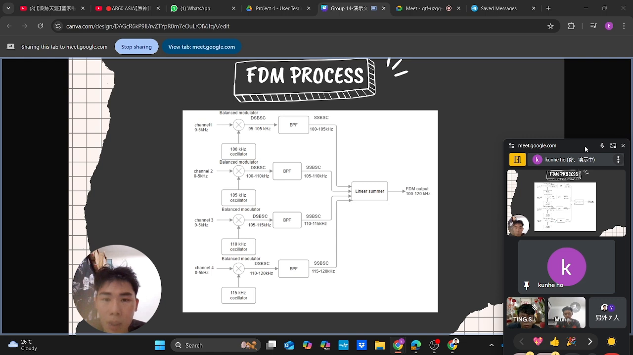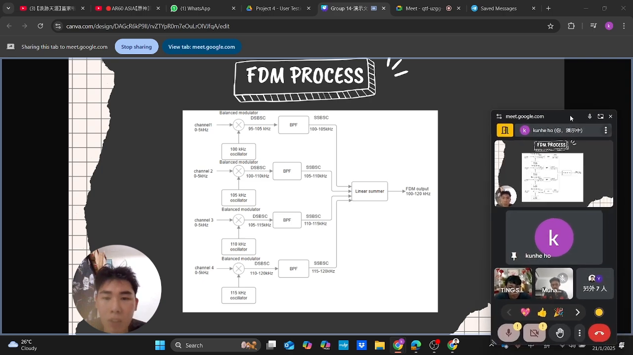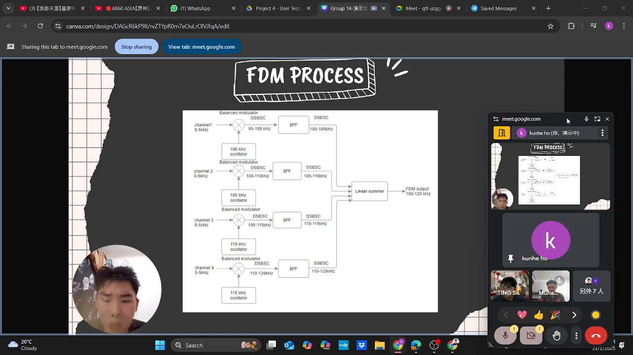You can see there are four channels with the same frequency. They are 0 to 5 kHz. If channels 1, 2, 3, 4 are transmitted at the same time, the receiver will find it difficult to identify the information because each of the signals will interfere with each other. So the FDM system helps to solve this problem.